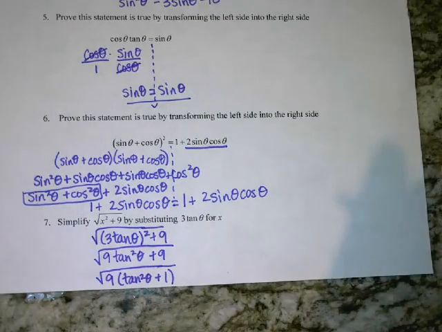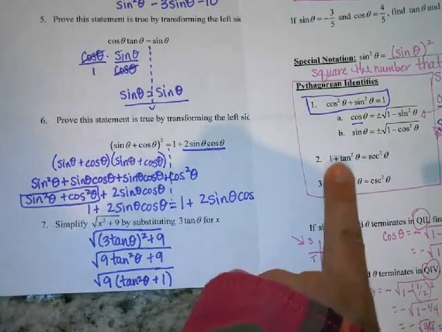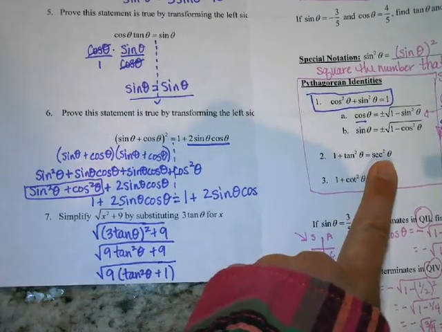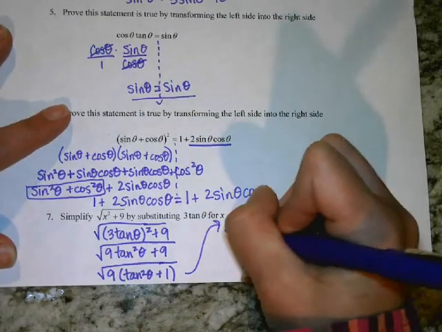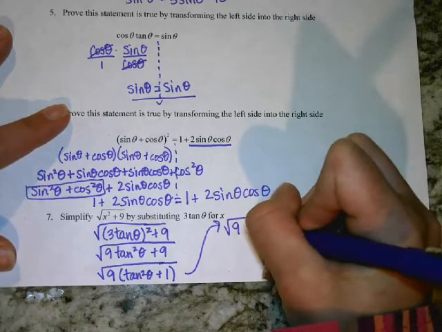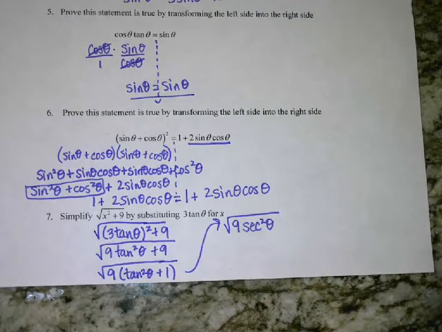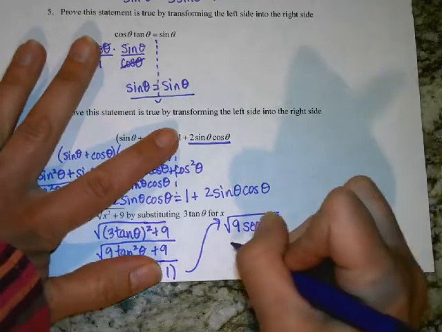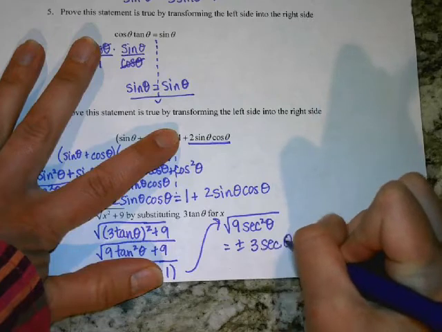Okay. Now, this is one you probably don't have memorized, but you do have your identity chart here with you. And what do you notice about tangent squared theta plus 1? It's secant squared. Okay, I'm going to replace that with secant squared. So I have the square root of 9 secant squared theta. Okay, did I get rid of the plus sign? Yes, I've gotten rid of the plus sign. So now I can take the square root, and when I take the square root, I get plus or minus 3 secant of theta.